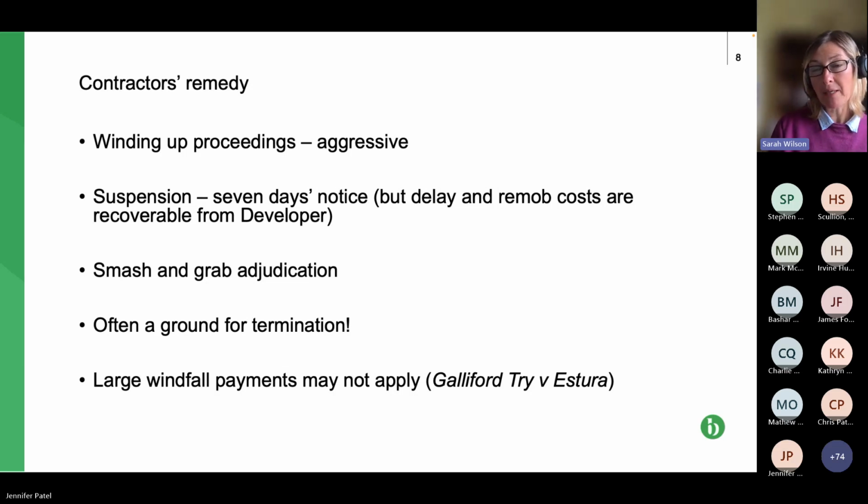I don't think it's a compensation event. You need to prove to me, contractor, that it is a compensation event. And you also need to prove the time and the money that attaches to it. So it's just generally quite difficult.